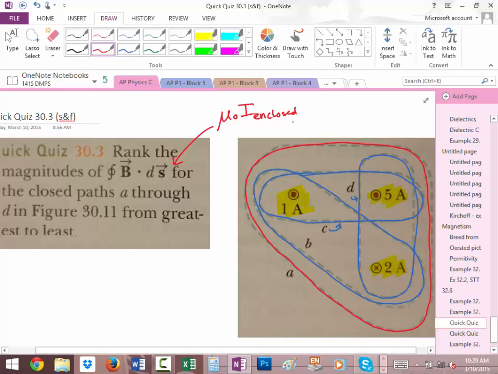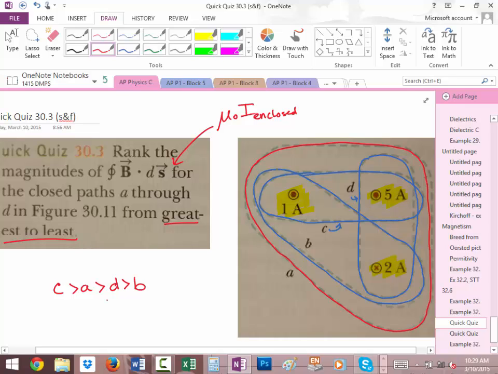So did you guys do it right? Okay, so what did you say? B-A-D. Oh, wait, are we doing from greatest to least? Yes, greatest to least. So which one's the biggest? C. C. And then what? A. Then D.